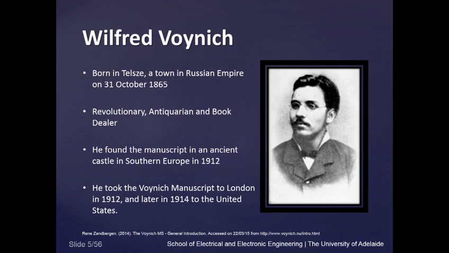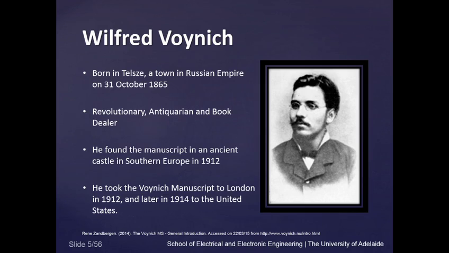So why do we call it the Voynich Manuscript? You may think maybe Voynich wrote the manuscript. Actually, no. He is Wilfred Voynich. The manuscript is named after him. He was born in Telzia, a town in the Russian Empire, on 31 October 1865. He was a revolutionary antiquarian and book dealer. He found the manuscript in an ancient castle in Europe and brought it to light.